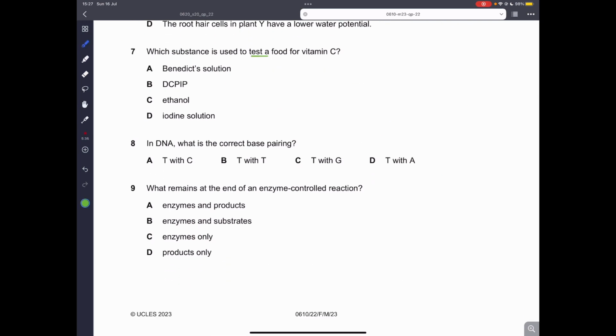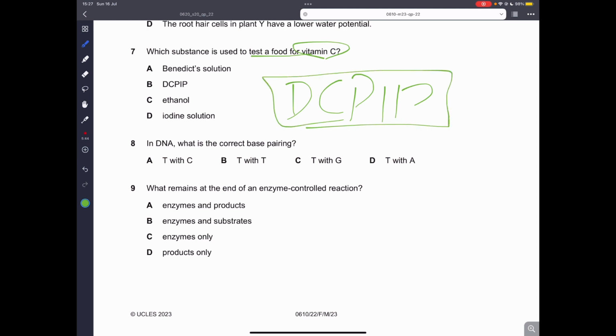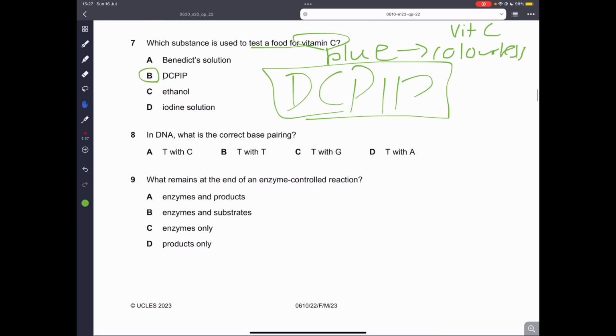Question number 7. Which substance is used to test the food for vitamin C? Remember, we use a test called DCPIP. We use this test to test for vitamin C. It is blue in color. If vitamin C is present, it turns colorless. So we have to choose B.